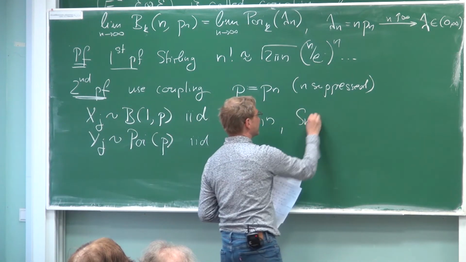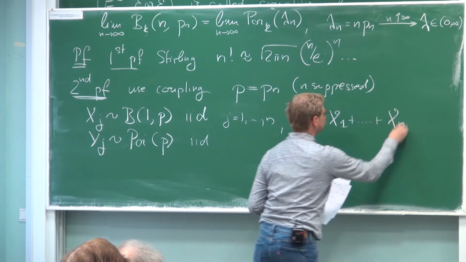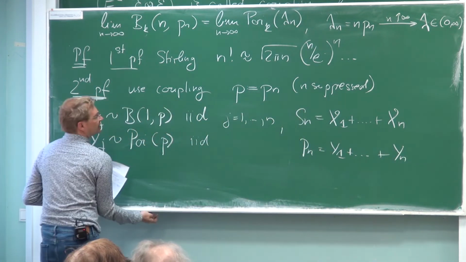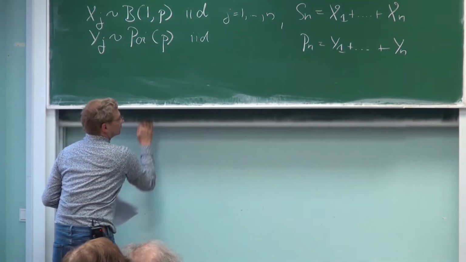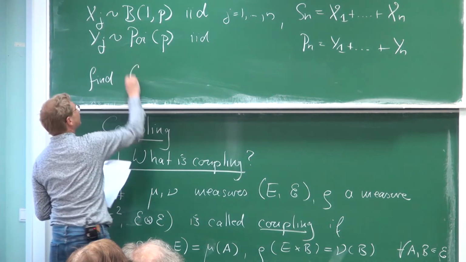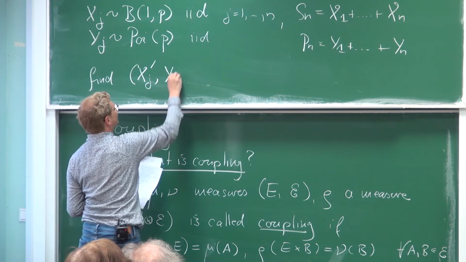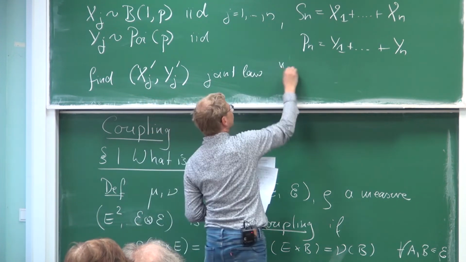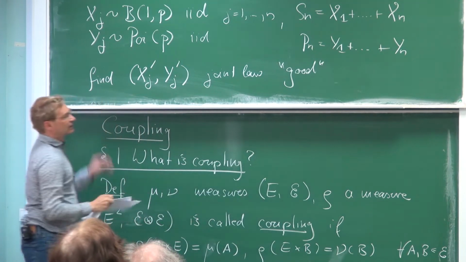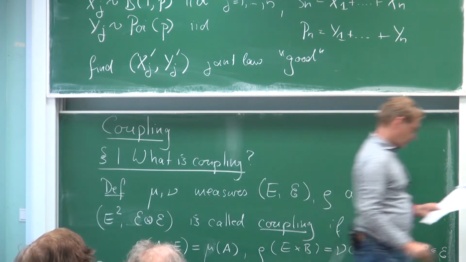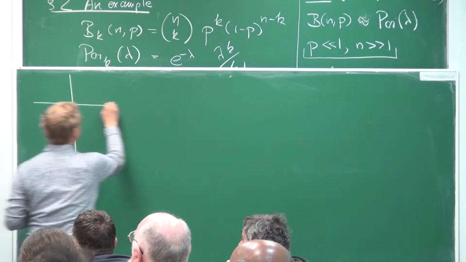Then I introduce the partial sums, and the Pn is y1 plus up to yn. And my task is now to find a good joint law. So find xj prime and yj prime, a joint law which is good. And here you see the whole problem with coupling. You have to find the right coupling, not just make an independent vector, which buys nothing. So what I'm going to do is draw you a table. Then you see immediately how to take it.